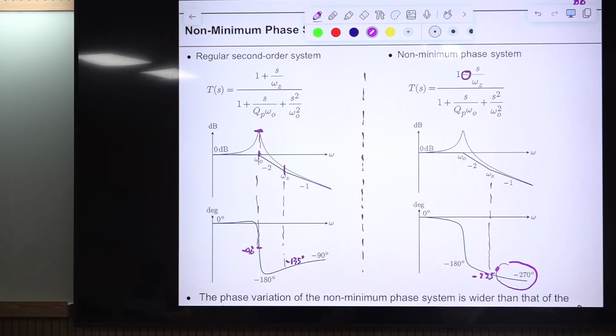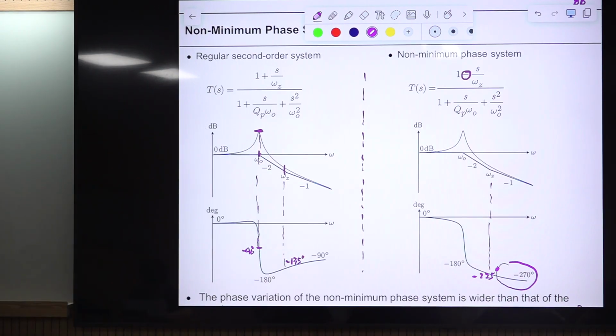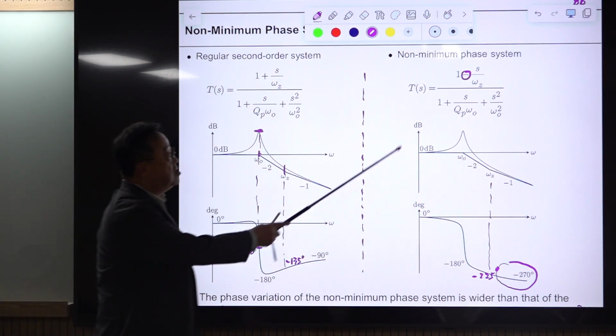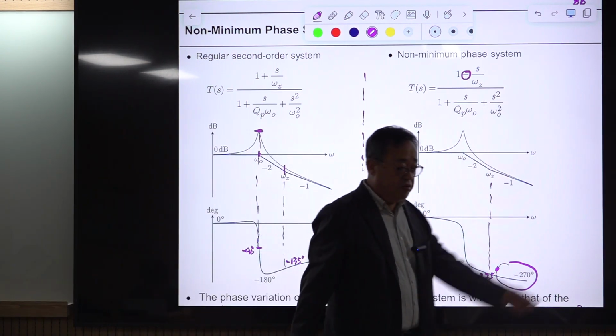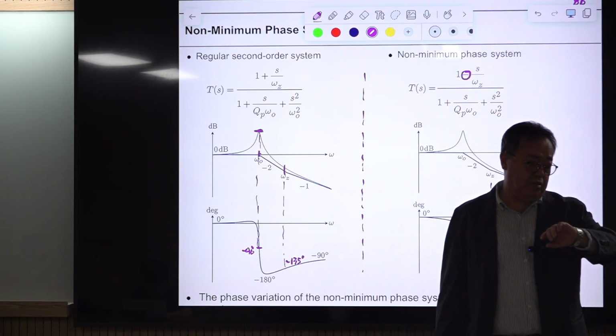Okay, so this was a problem in the past, and they developed control schemes which provide reasonable performance in the presence of this RHP zero, for the non-minimum phase system.